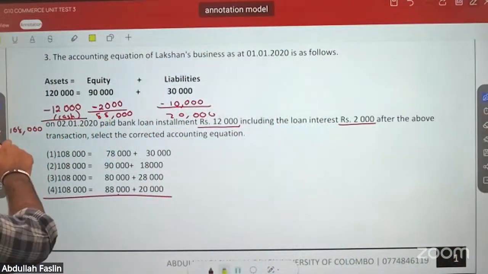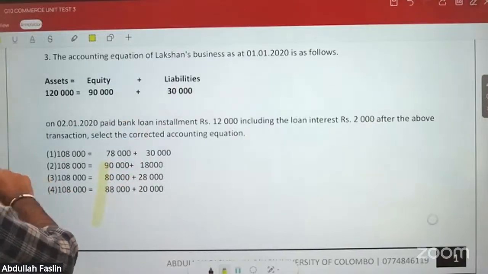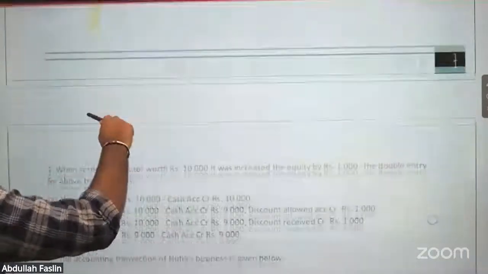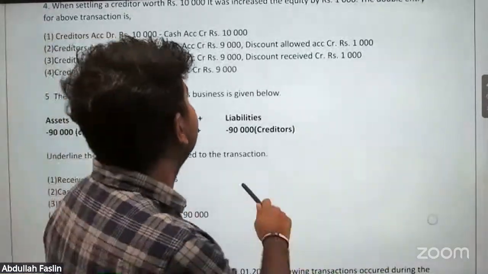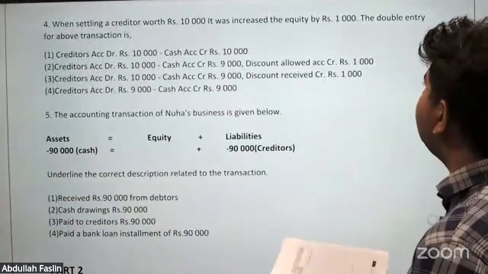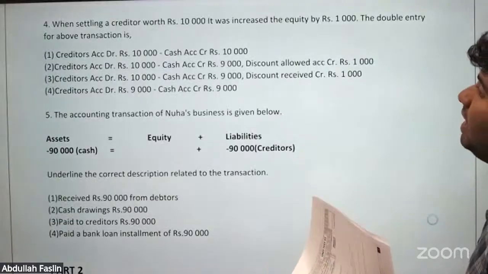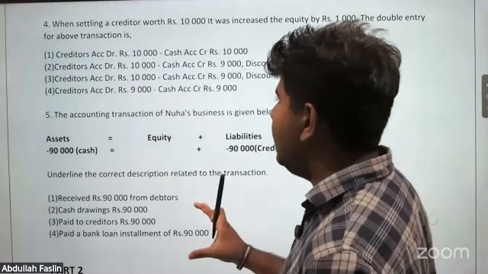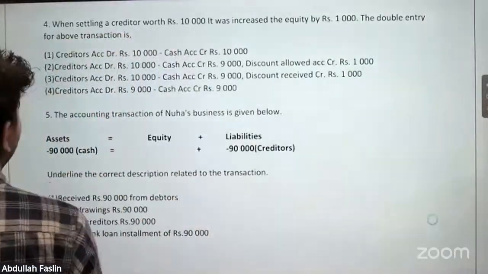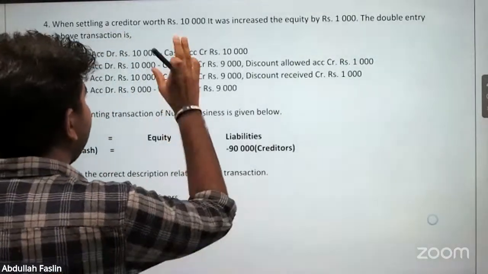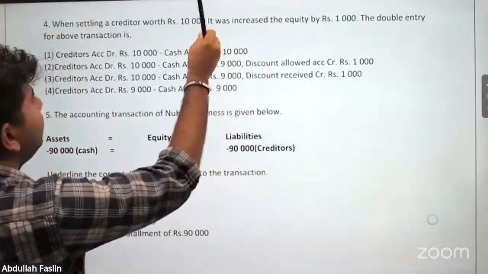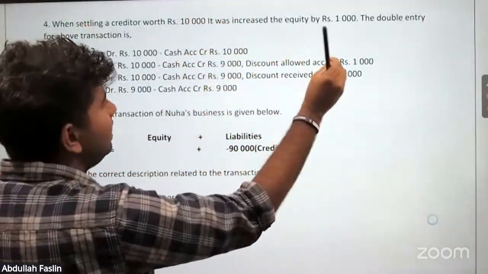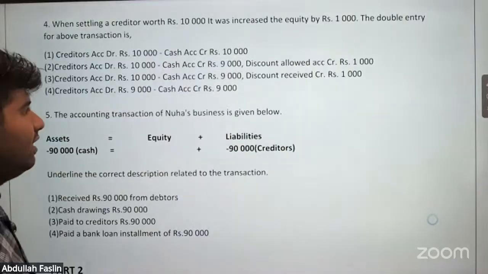Now, let's go into the next question. When settling a creditor worth 10,000, it increased the equity by 1,000. The double entry for the transaction. This is an area that is kind of new for you. When you are paying a creditor of 10,000, it increased the equity by 1,000. What is the meaning?